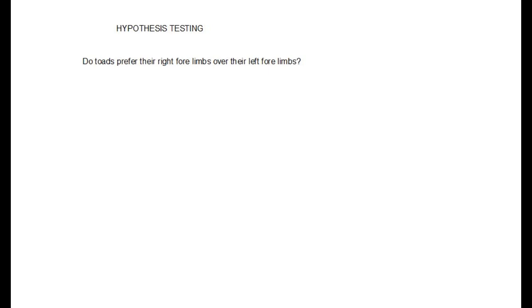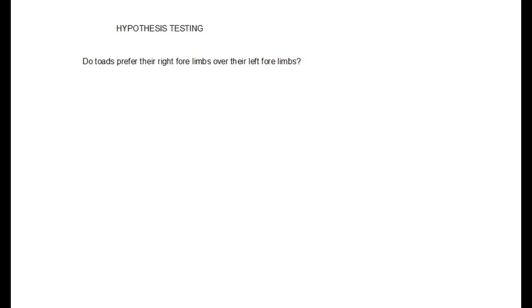Okay, so let's say there are a group of scientists who want to investigate whether toads prefer their right forelimbs over their left forelimbs. Now ordinarily one would imagine that toads use both their forelimbs equally. They don't have a preference of one or the other. But this bunch of scientists want to investigate whether that's not true, whether they prefer their right forelimbs. So what would they do to investigate this?